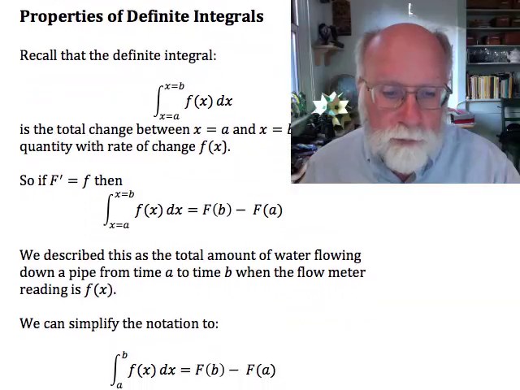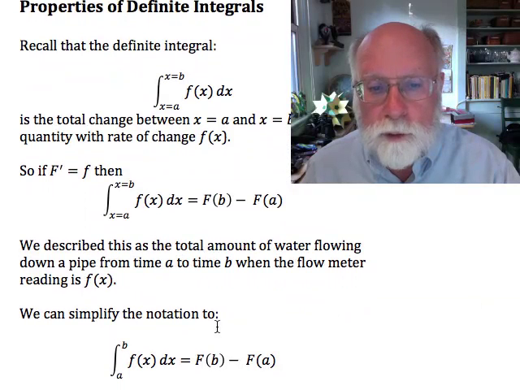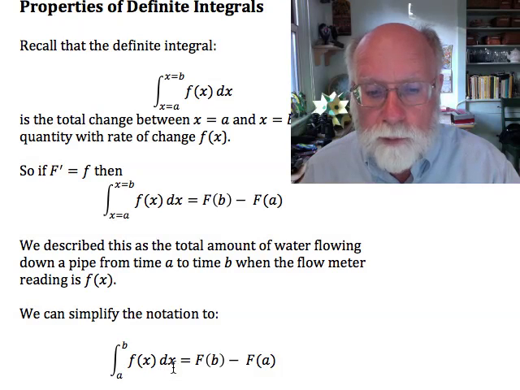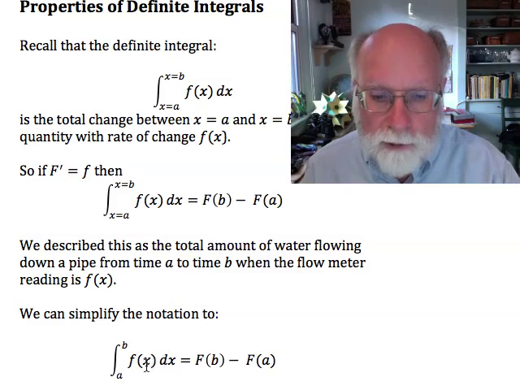We can simplify the notation by leaving out the x equals here and just write the integral from a to b, and then it's understood that whatever variable is after the d at the end of the integral is what is equal to a and b here.